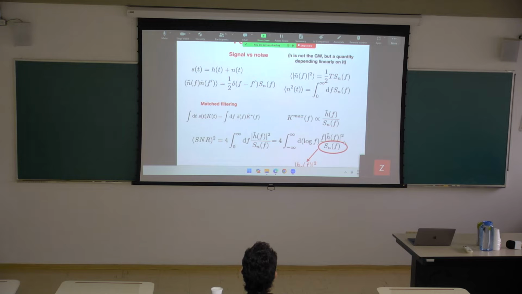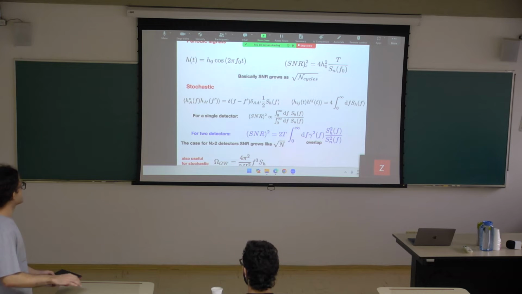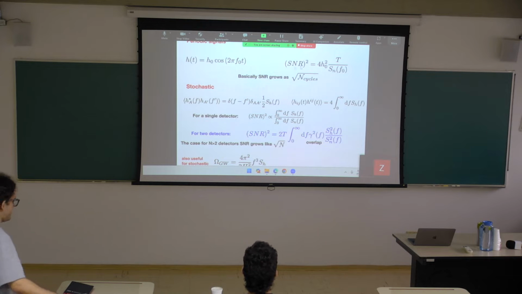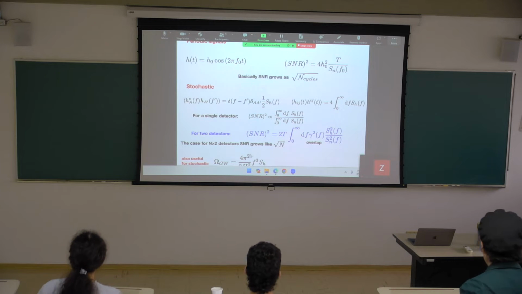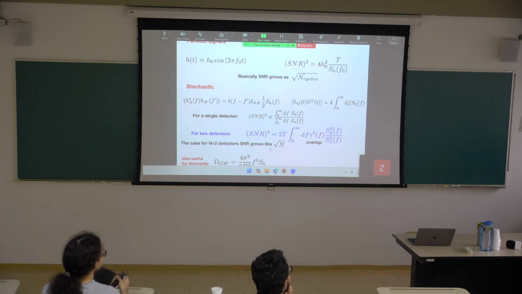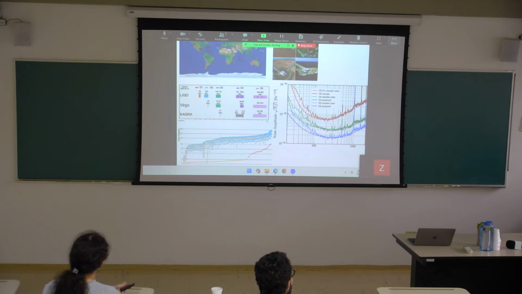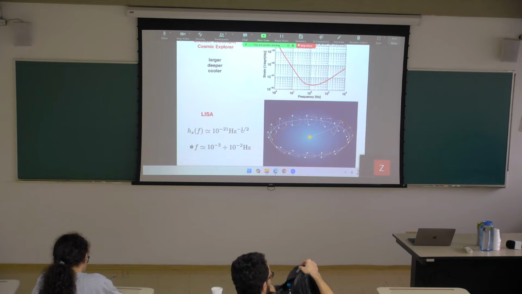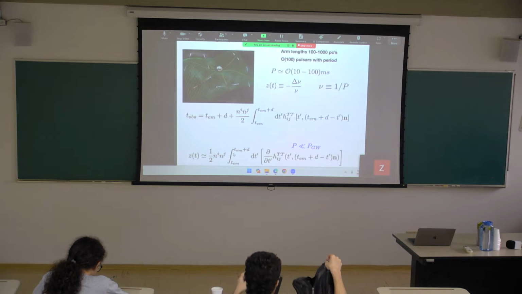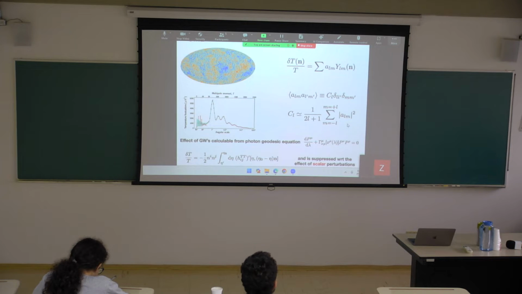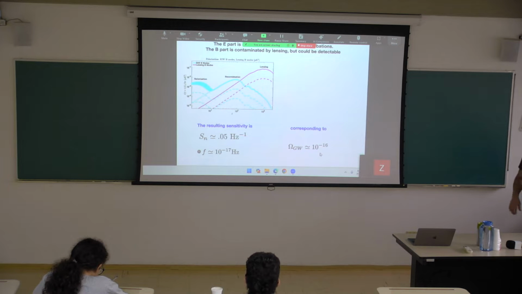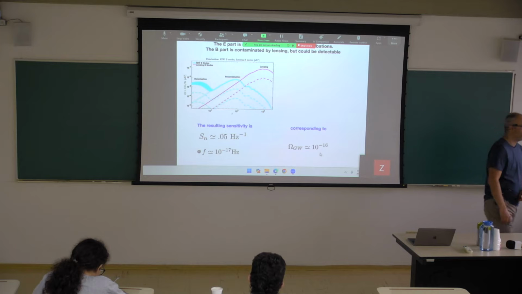Other things to remember: this definition of strain density, some tricks to compute the strain density for periodic signals as well as for stochastic ones, and for stochastic signals also this notion of energy density of the gravitational waves. And then basically the sensitivity of the ground-based detectors, around 10 to minus 24 in amplitude strain, LISA a bit better at lower frequencies, and then the pulsars, still 10 to minus 21 at much lower frequencies, and finally the bound from the cosmic microwave background, which is 10 to minus 16 in energy density.